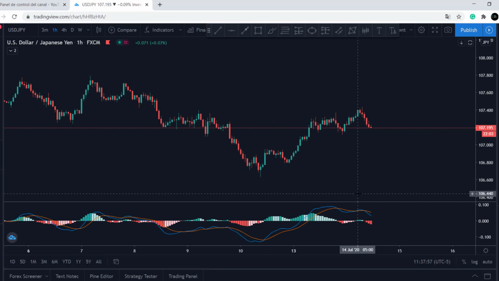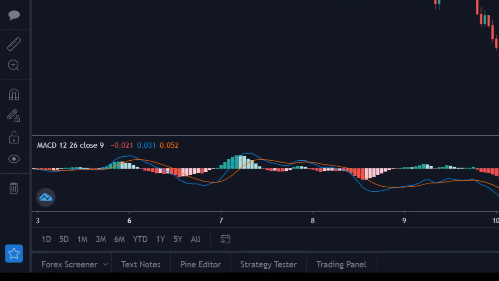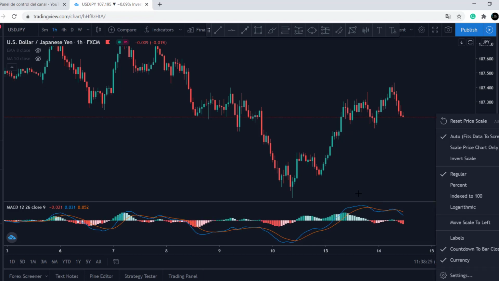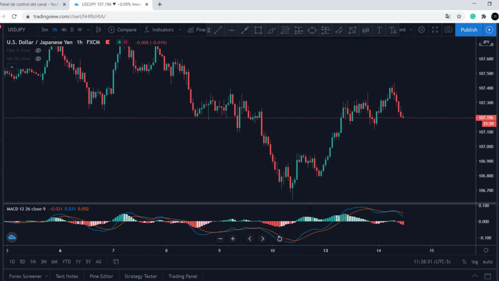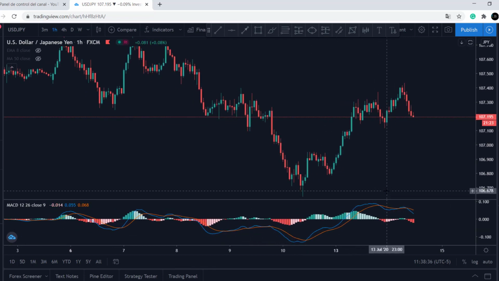So here we have our indicator. As you can see clearly here, we have the numbers of the moving average and the histogram: 12, 26, and 9. It's close, always close, just leave it like it's set up. So here we have our MACD. We can actually make it bigger or smaller.